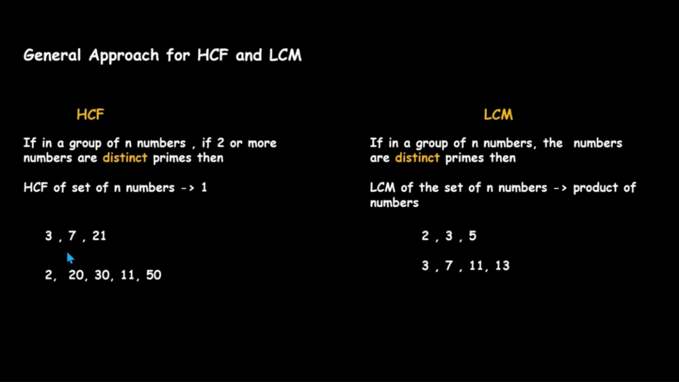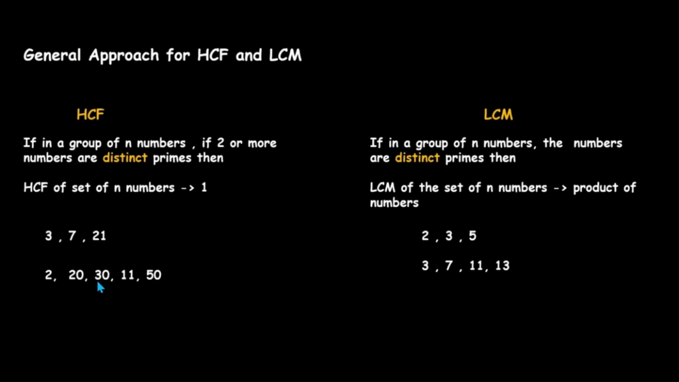Here are a couple of examples: 3, 7 and 21. 3 and 7 are two distinct primes or different primes. So the HCF of this set of numbers is 1. As you can see here, 7 is a factor of 21. It can divide 21. But between 3 and 7, because they are prime numbers, the only common factor would be 1. So the HCF of the entire set of numbers would be 1.